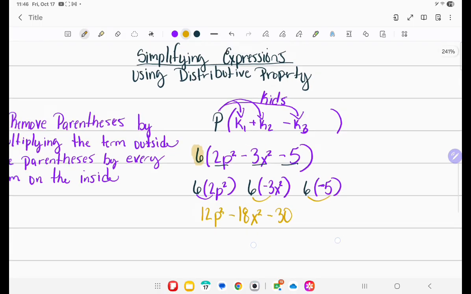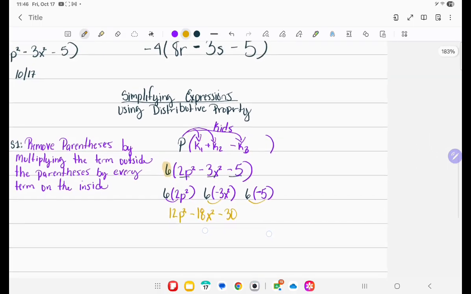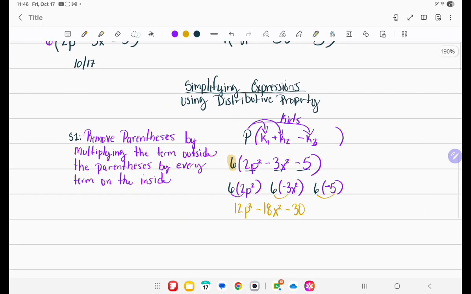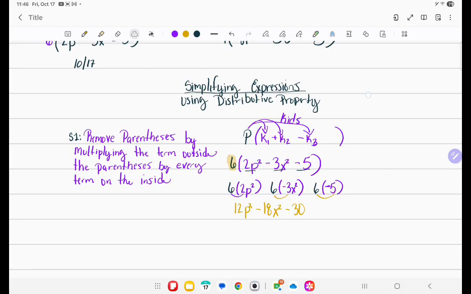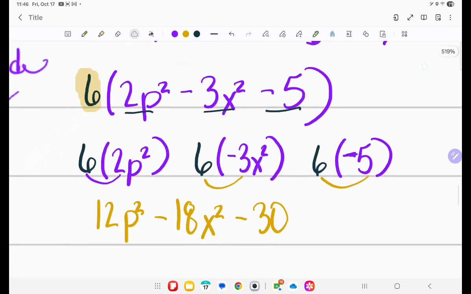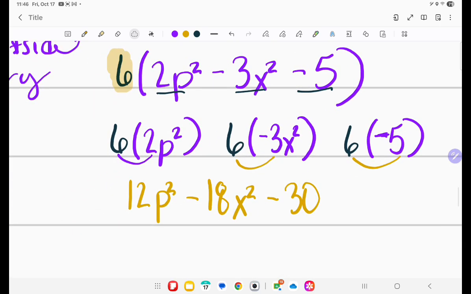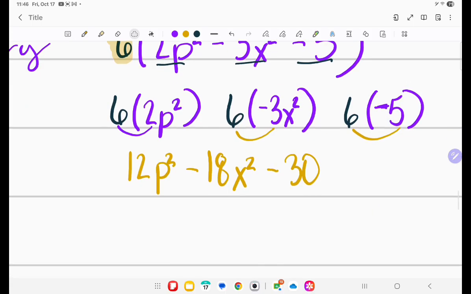Let's do one more. I'm going to move this to the side. Yes, ma'am. You can't combine them, because if I say combine like terms, what do you notice about p squared, x squared, and 30? They're not like terms. So you got to stop. There's nothing else you can do. I'm glad you asked that.